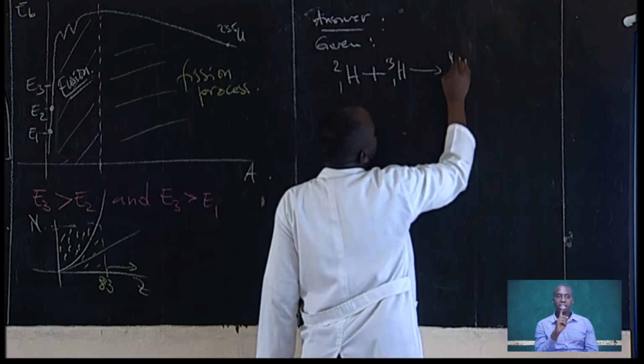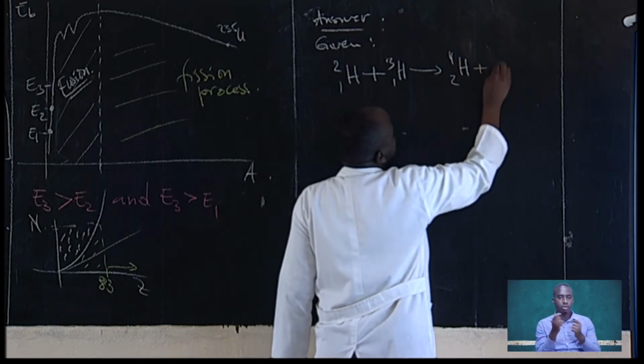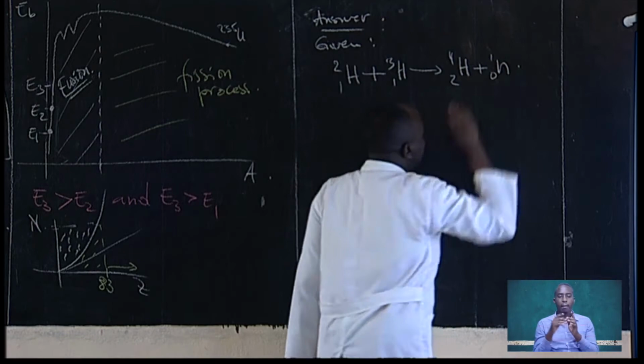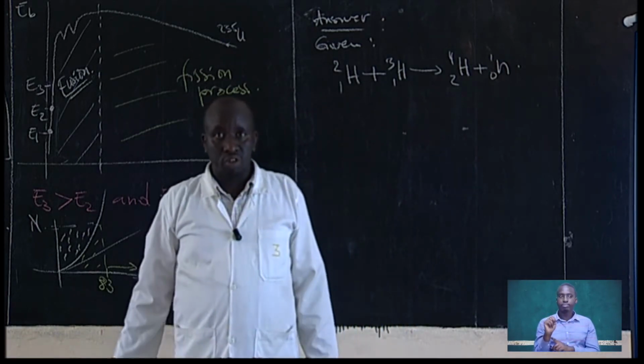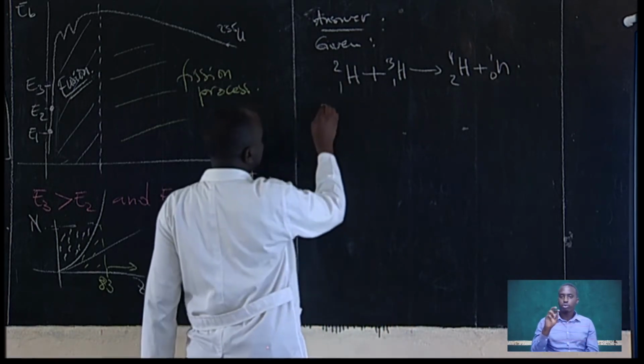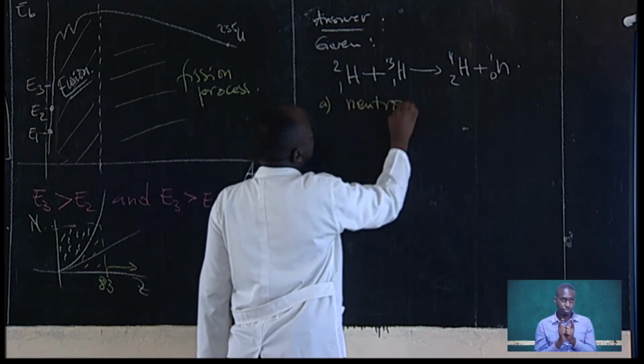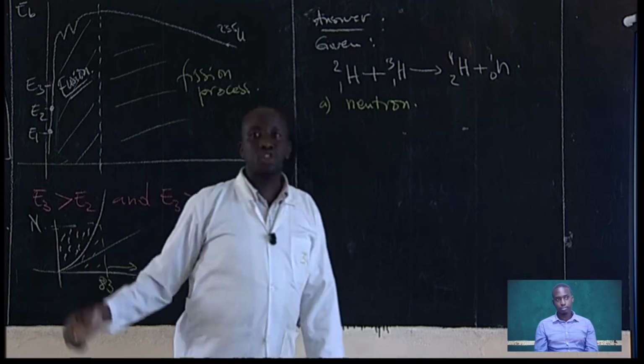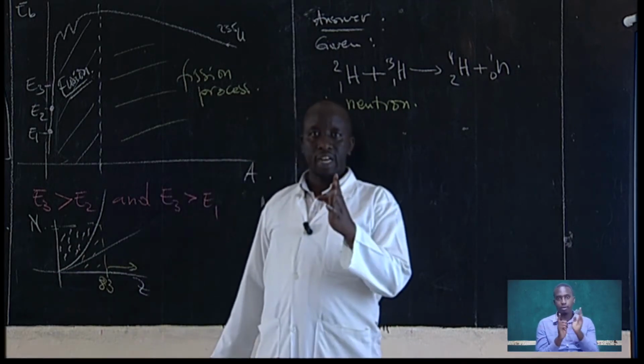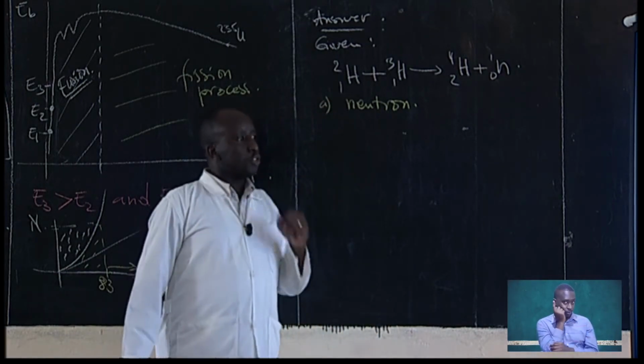So, it's helium 4 and then 2 plus, that is N0, just a neutron. In other words, the particle that is being emitted is a neutron. A neutron is a particle that is emitted. Do you understand, students? Good.